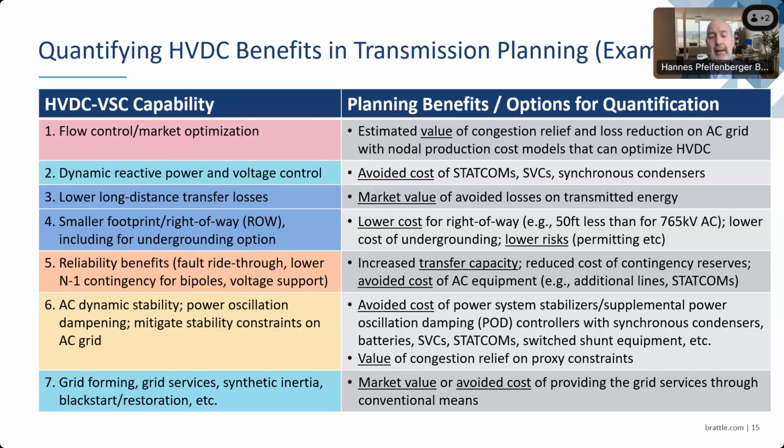Dynamic stability benefits can be addressed through conventional technologies like oscillation dampeners. If you don't need this conventional technology by virtue of using the HVDC capability, you have avoided costs there. If you can stabilize the underlying AC grid and eliminate stability constraints, you can calculate that with nodal production cost models that might have proxy constraints in them to capture the existing stability constraints. And then, of course, black start capability and synthetic inertia. I mean, for any of these values, it's really the avoided cost of providing the same grid services through conventional means. So that is basically the Swiss Army knife and how to value those other features.